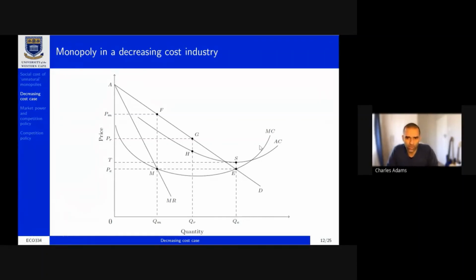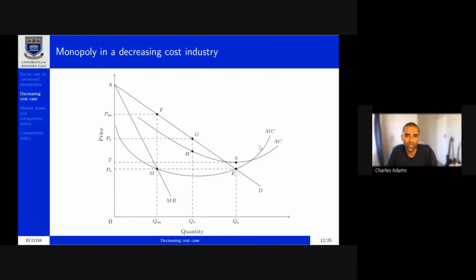We can look at this graphically. Again, we have the same situation as before, although this time we include the average cost curve in the graph, and you can see that it's downward sloping all the way up to the point where marginal cost intersects with the demand curve.